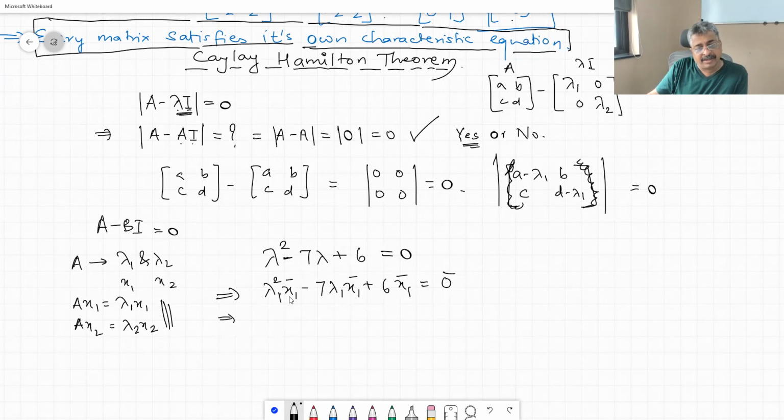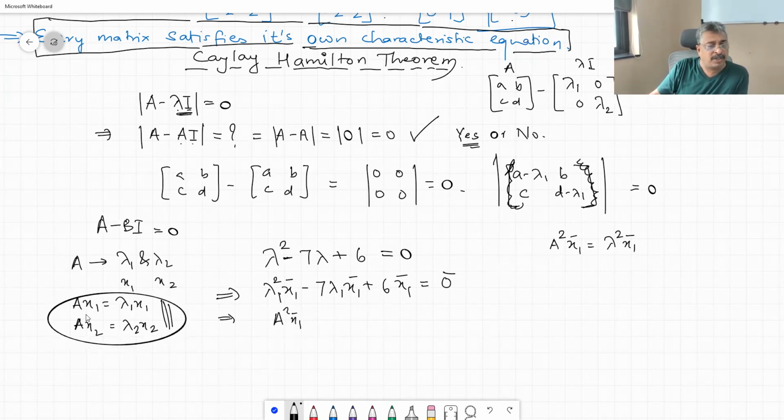Now, A square x1 was lambda square x1, we have already proved this earlier. So I can always substitute this by A square x1 because of these properties. This is for the first power, but I can always write couple of steps where powers are more. For 7 lambda 1 x1, I can write 7 A x1, and for 6 x1, I can write 6 I x1, which is equal to 0.